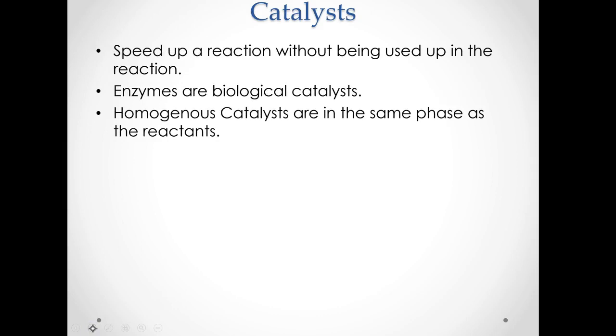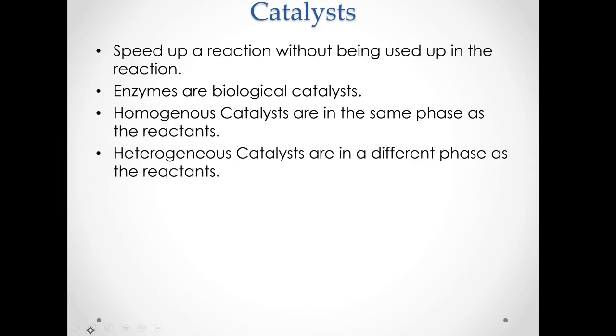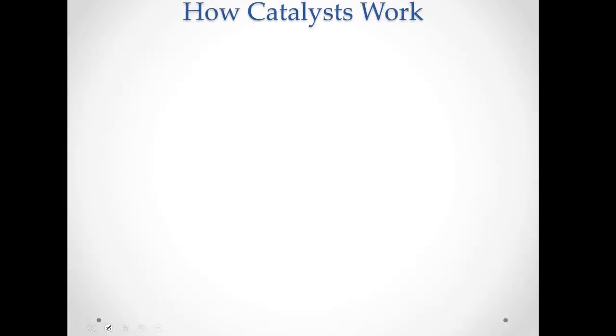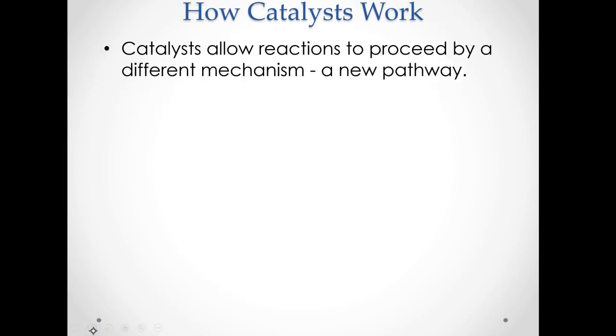In chemistry, we have two different kinds of catalysts. We have homogeneous catalysts. That means they're in the same phase as the reactants. I don't see that very often. Usually I see ones that are heterogeneous. They're in a different phase. But it's just a matter of being what they are. So how catalysts work is they allow reactions to proceed by a different mechanism. They help them collide better.